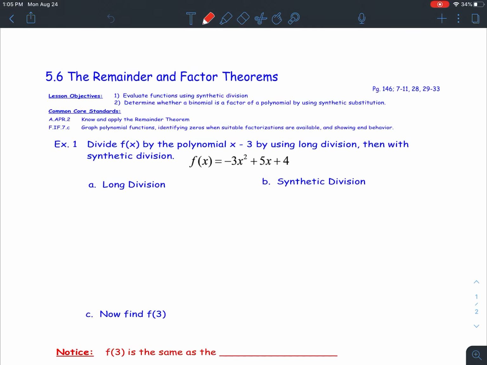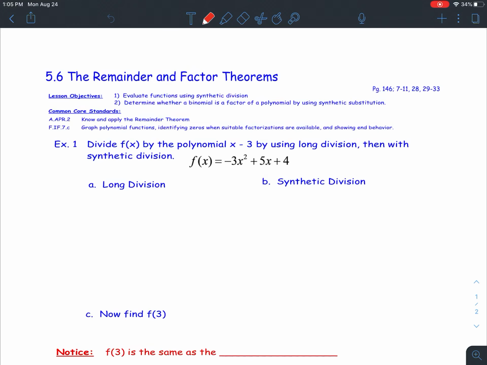Okay, section 5.6. Section 5.6 is going to tie together what we've been discussing with long division, synthetic division, and this idea of the remainder theorem and the factor theorem.